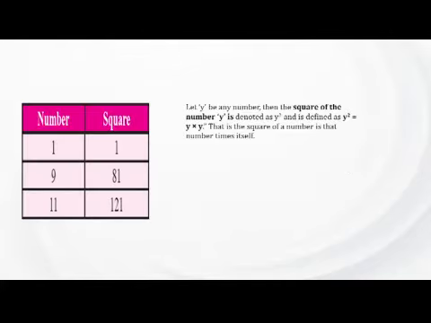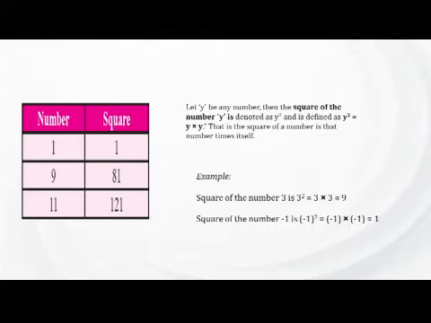Let y be any number, then the square of the number y is denoted as y squared and is defined as y squared is equivalent to y into y. That is, the square of a number is that number times itself. Example, the square of the number 3 is 3 squared. That is, 3 into 3 is equivalent to 9.